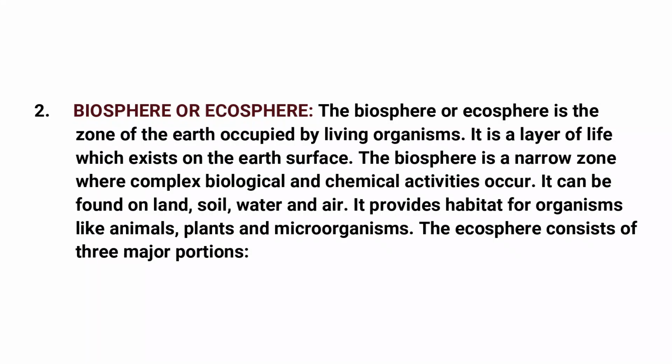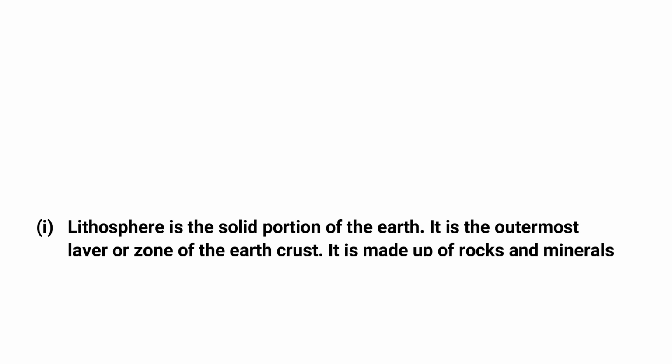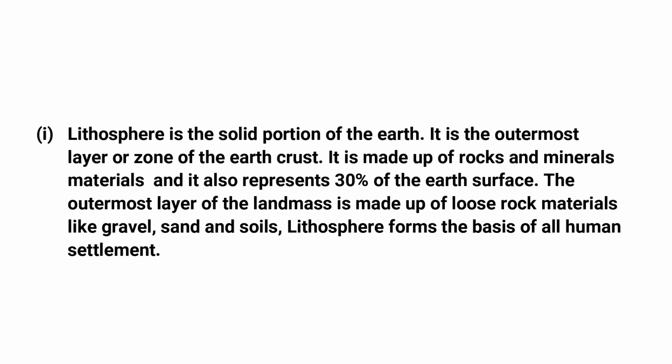The ecosphere consists of 3 major portions. 1. Lithosphere is the solid portion of the earth. It is the outermost layer or the zone of the earth's crust. It is made up of rocks and mineral resources. It also represents 30% of the earth's surface. The outermost layer of the landmass is made up of loose rock materials like gravel, sand, and soils. Lithosphere forms the basis of all human settlements.